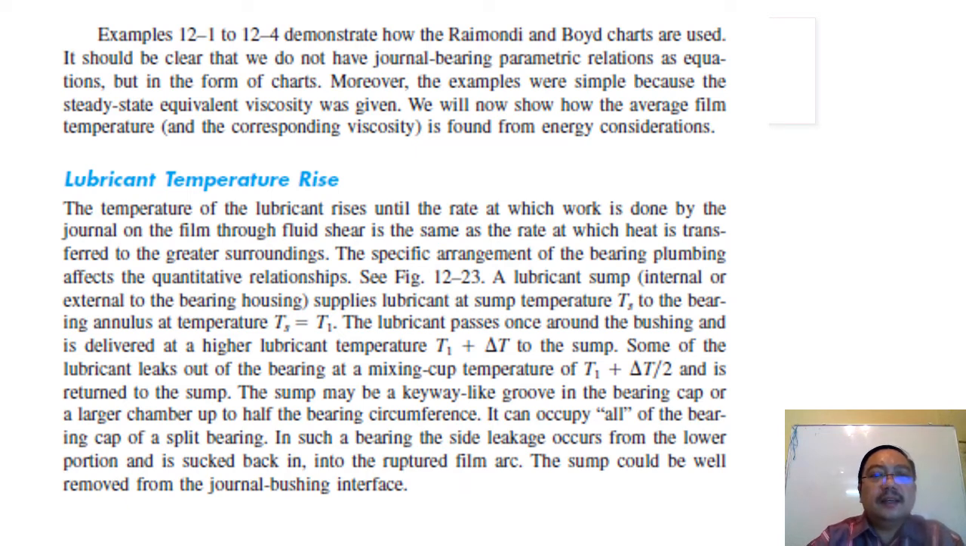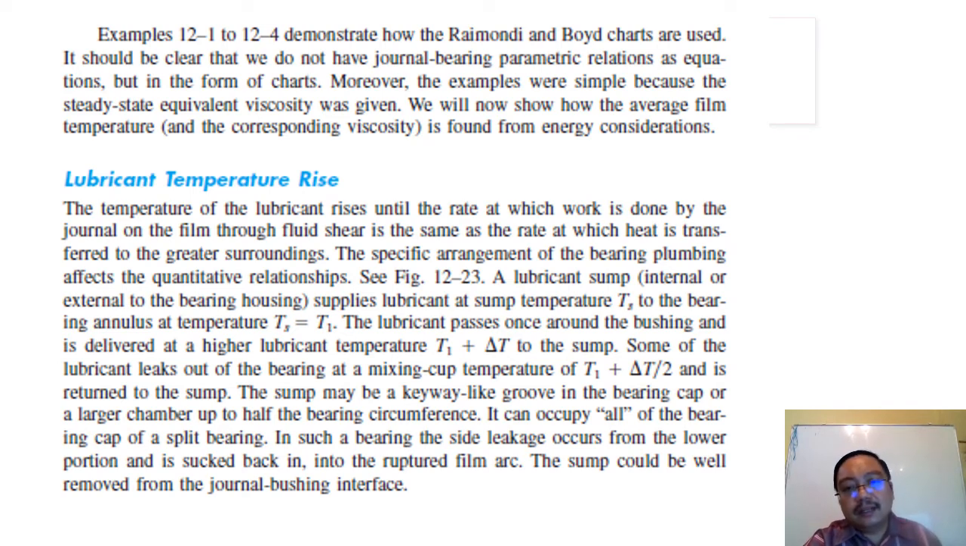So examples 12.1 until 12.4 demonstrate how the Raimondi and Boyd charts are used. It should be clear that we do not have a general bearing parametric relation as an equation, but in the form of charts. Moreover, the example was simple because the steady state equivalent viscosity was given. We will now show how the average film temperature and corresponding viscosity are found from energy considerations.